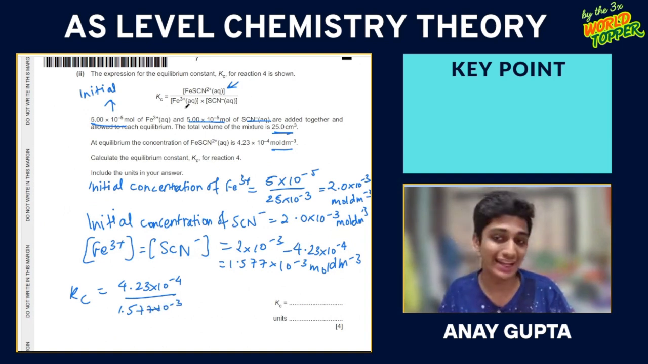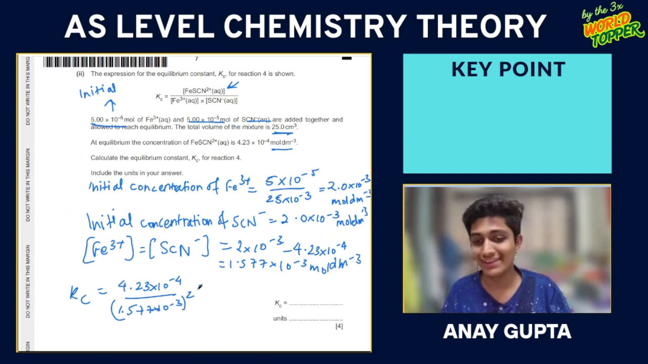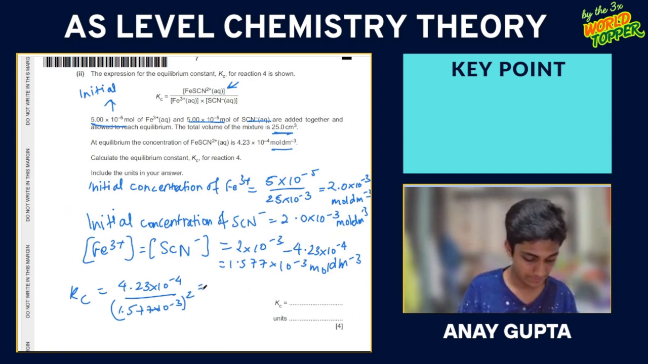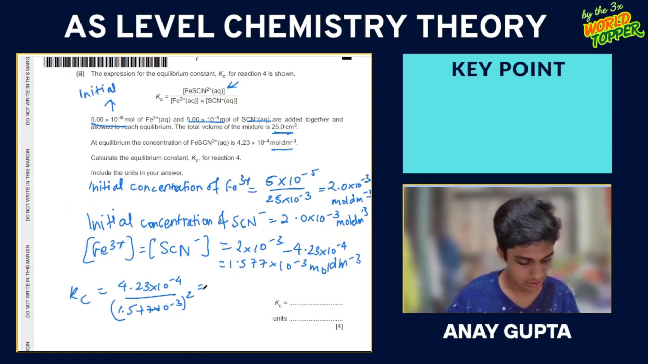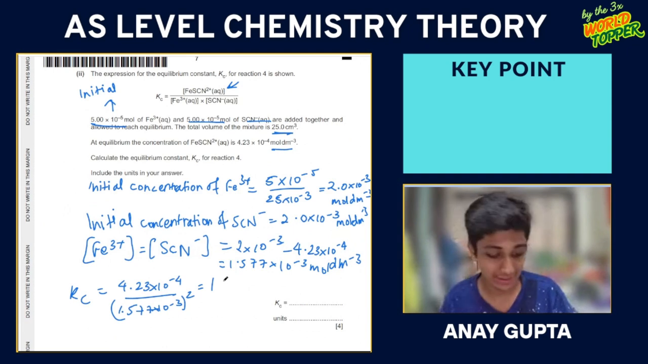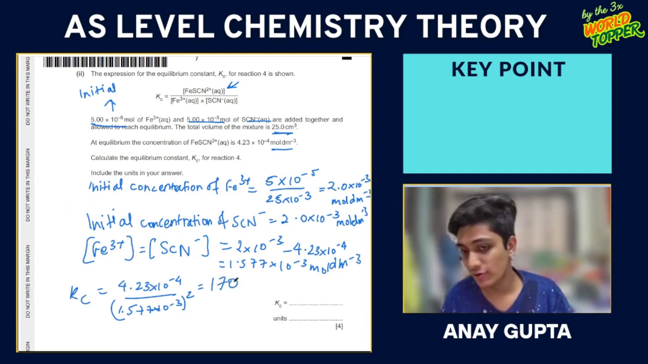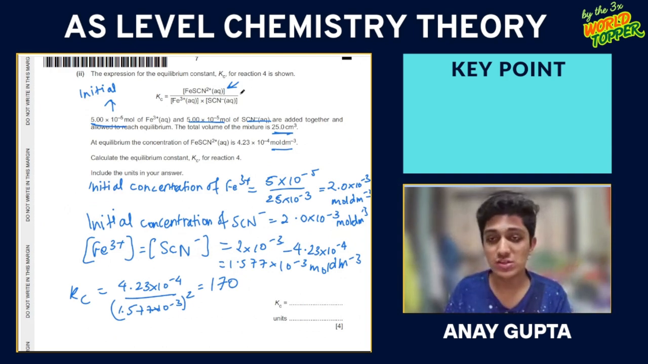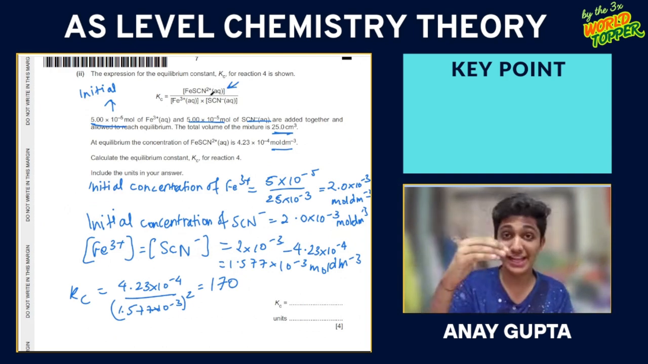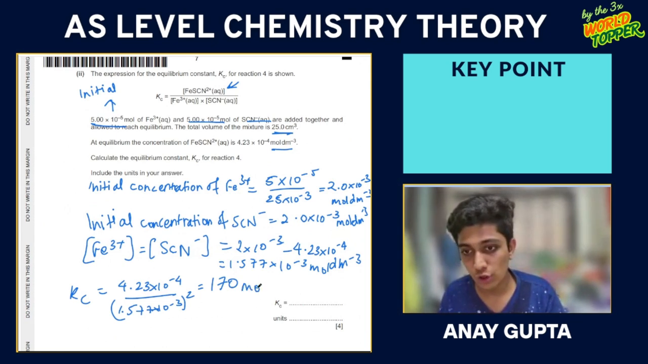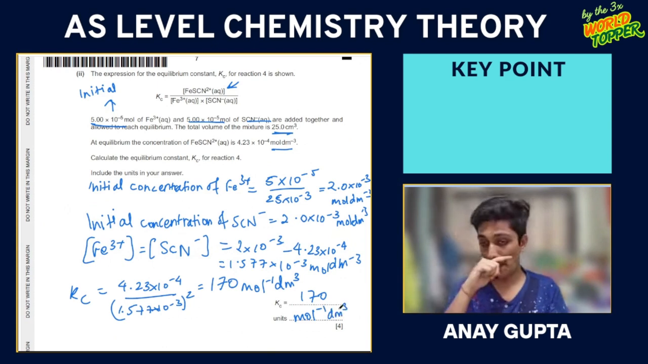And because both of these values are equal, I can simply square my denominator. So I will get my answer as 170.08. So it comes up to 170 to three significant figures. Now the units: there is 1 mole per dm cube in the numerator and 2 mole per dm cube in the denominator. So the unit here will be mole raised to the power of minus 1 and dm raised to the power of 3. So the answer is 170 mol^-1 dm^3. This is your answer.